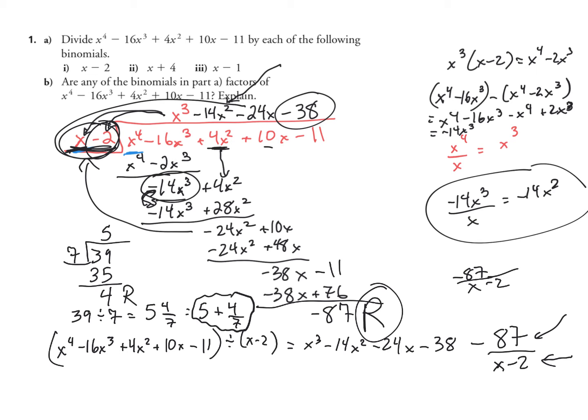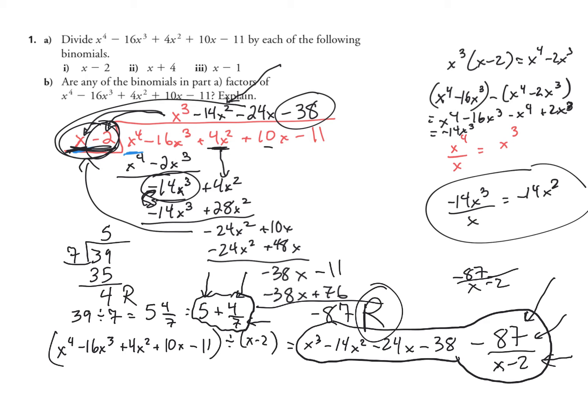Okay, so it's your quotient plus the remainder divided by the divisor. So this is your quotient plus the remainder divided by the divisor. Now, it is plus the remainder, but the remainder is negative 87. So it looks like it's minus, but it's really plus negative 87.